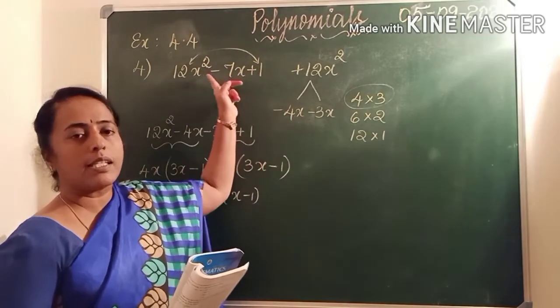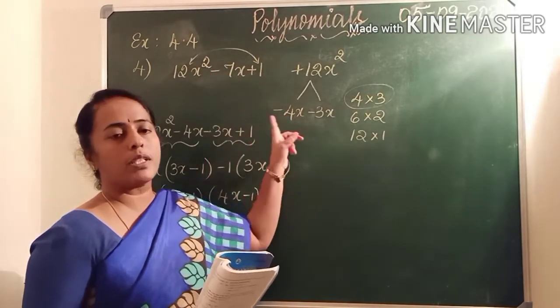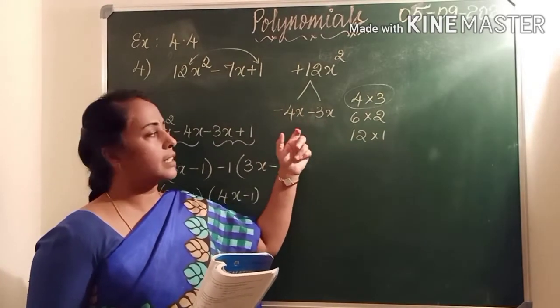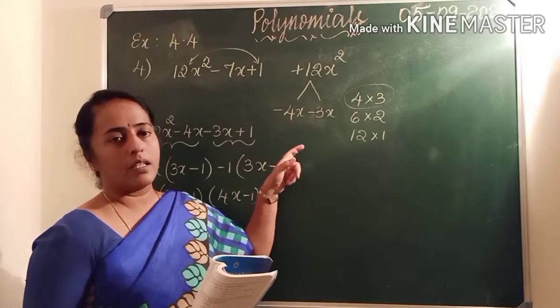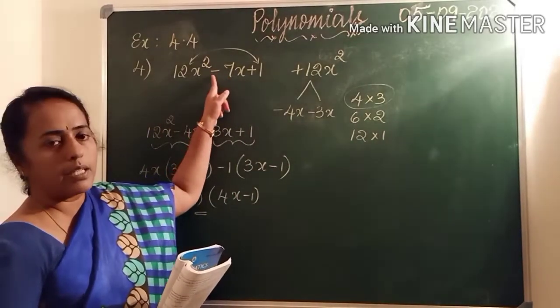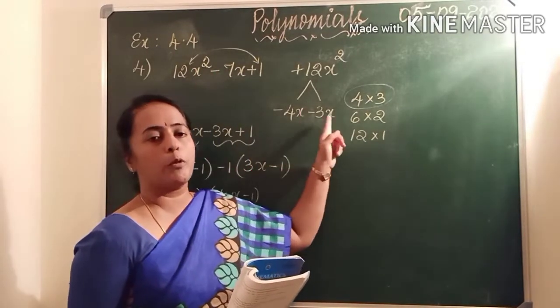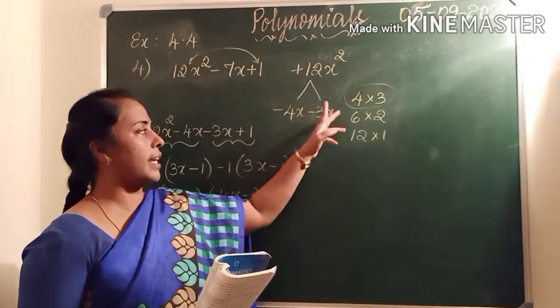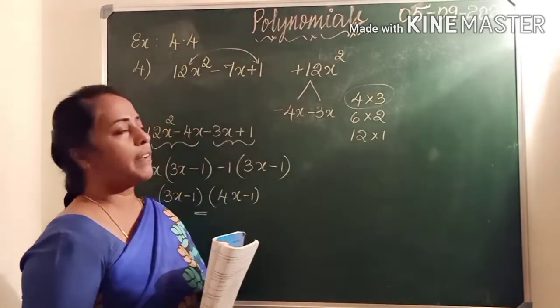4 plus 3, 7. Now you have to put the sign for these two factors. When you are adding, the terms should have same sign. That you have to see the middle term. So the middle term is having minus, so you have to put minus for both the factors. Now x square is there, so write x and x here for both the factors.